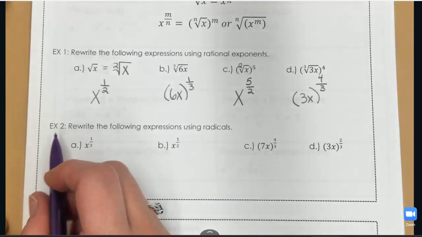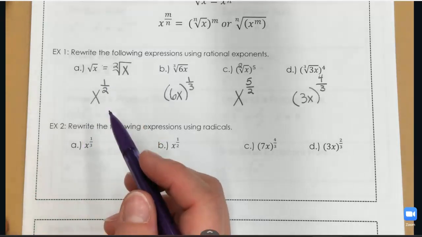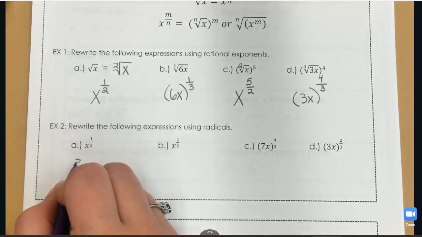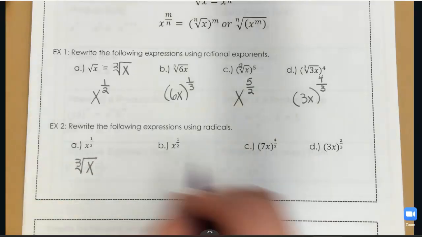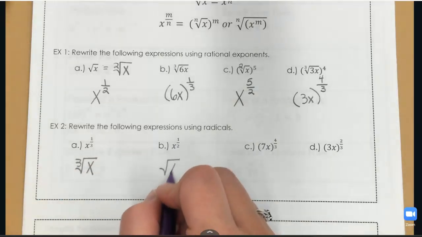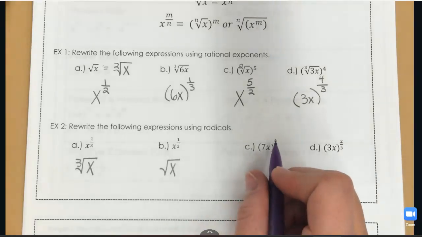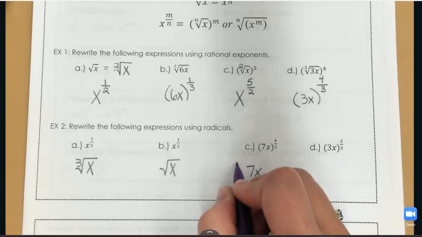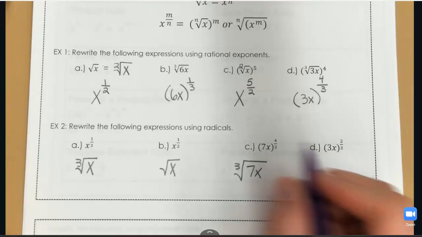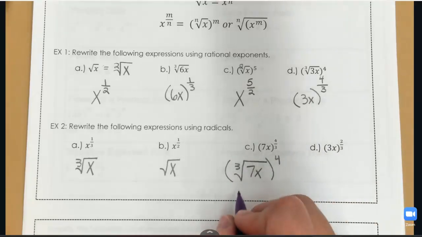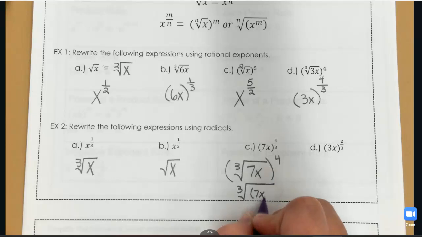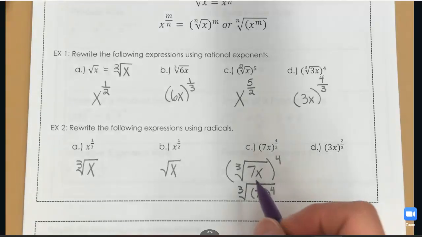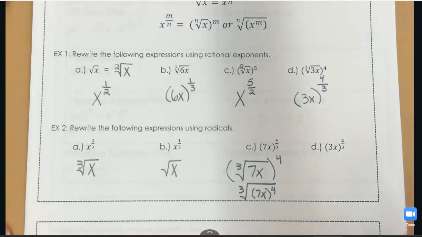All right, now moving on to example 2, we are going in reverse. We are going to take our exponent and rewrite it as a radical. So if I have x to the 1/3, that is the cube root of x. If I have x to the 1/2, that is the square root of x. If I have 7x to the 4/3, firstly, because this is in parentheses, that means both things need to be inside my radical. So the cube root of 7x, and I can raise that to the 4th power here, or I can put the 4th power inside my radical, but I need to make sure that I'm being very clear that everything applies to both the 7 and the x.